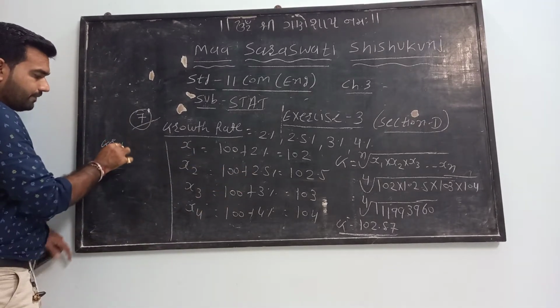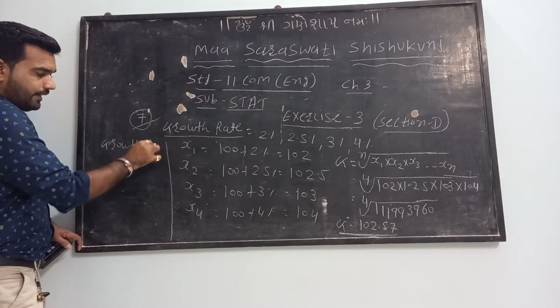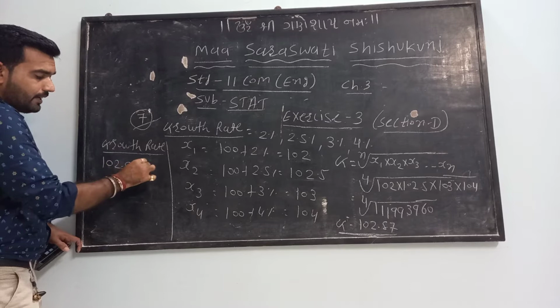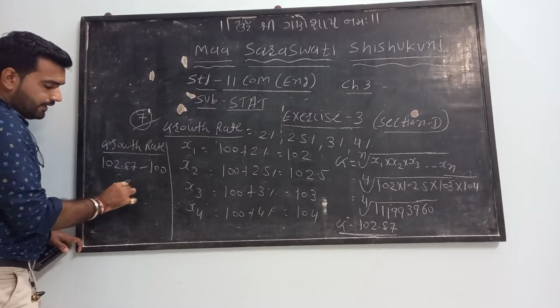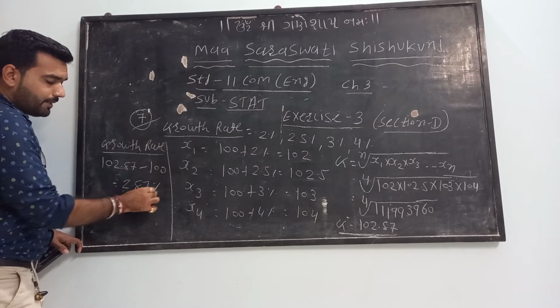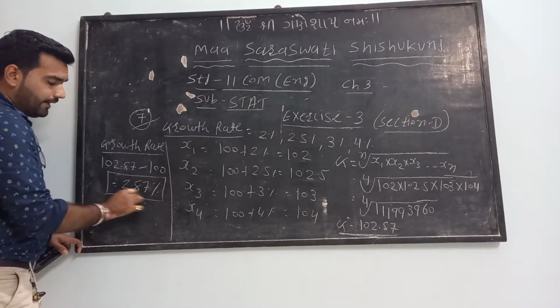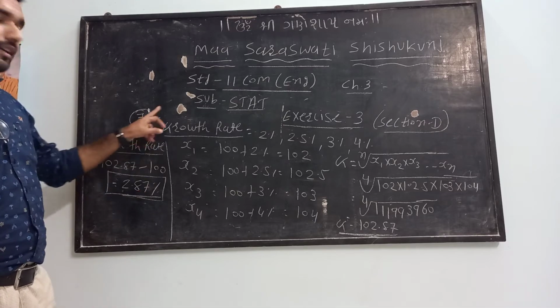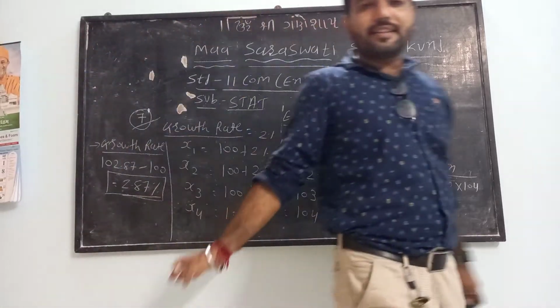Now we have to find the growth rate. For the growth rate we take 102.87 minus 100, so the answer is 2.87 percent. So our growth rate is 2.87 percent. Here we have completed example number 7.